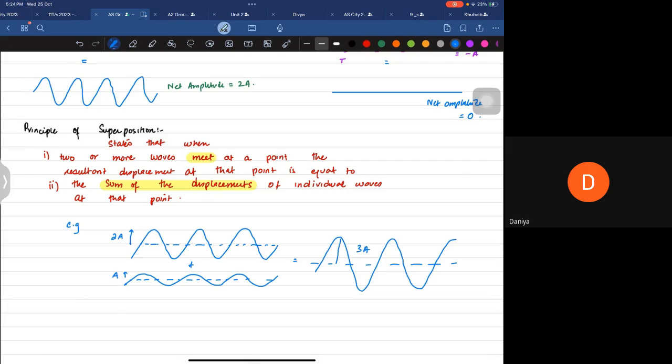So individually at each point you can add it up to get the resultant amplitude. This is what it means. So you can draw this and write this down, and then I'm going to go forward.